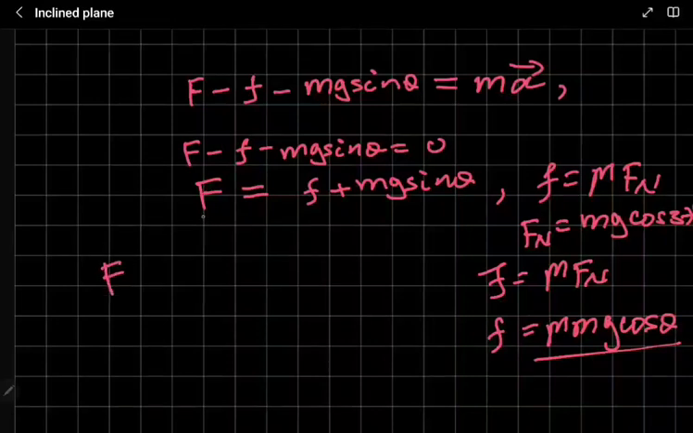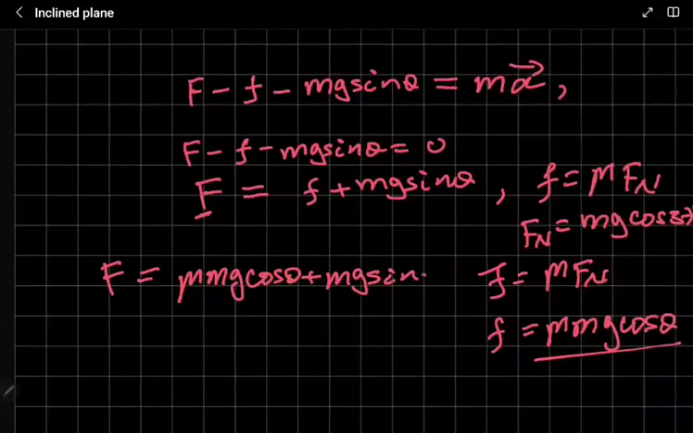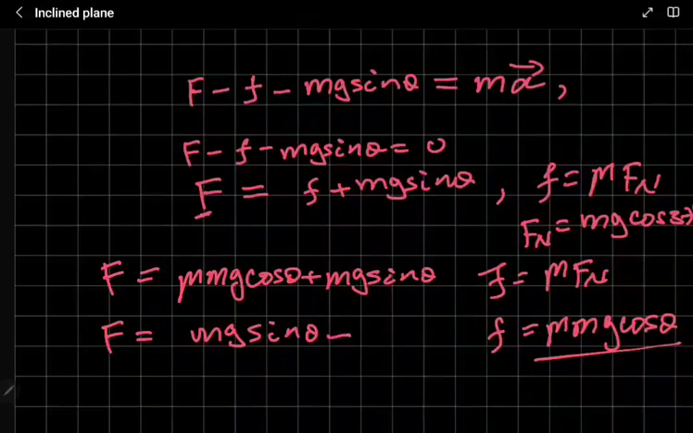Now the force applied is going to be the frictional force, mu times the mass times gravity times the cosine of the angle, plus the mass times gravity times the sine of theta. So the expression for the applied force: we take mg common for these terms, mg sine theta plus mu mg cos theta. This is the frictional force, both resisting the force. Then you can take the force as equal to the force applied.